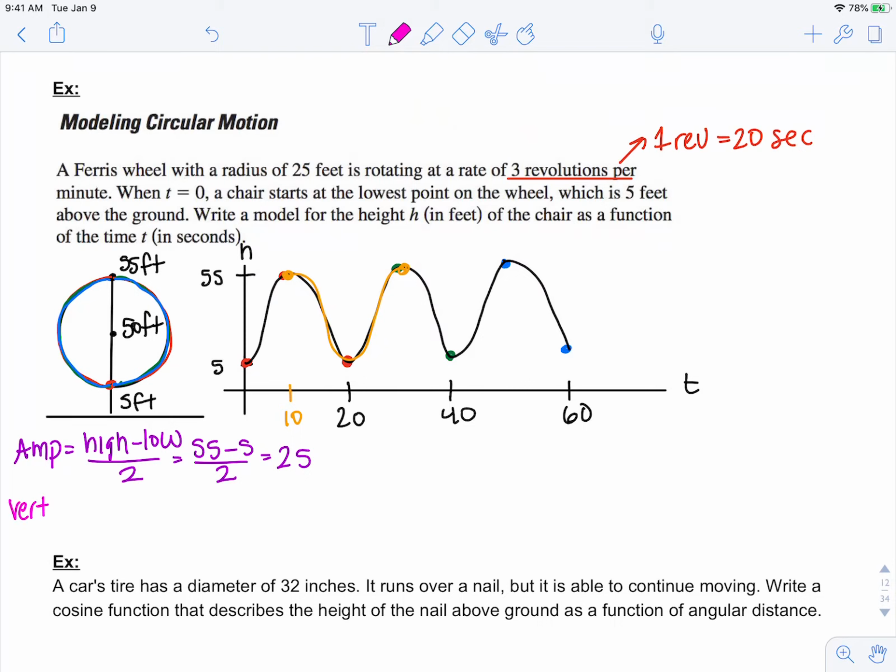The vertical shift is high plus low divided by 2, which is 60 over 2, which is 30. And we can see that 30 is about halfway through the middle here. And that's 25 from 55, and it's 25 from 5.